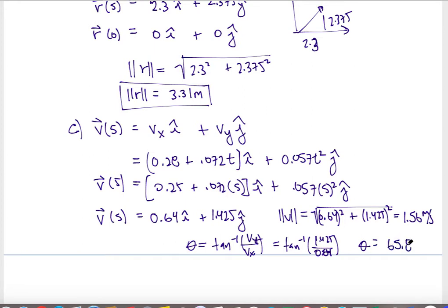And so my angle works out to be 65.8 from the calculator. However, let's make sure that we're getting the correct answer because we do have tangent here. So if I sketch my velocity vector, I have a positive x component and a positive y component. So I should end up with something in approximately this direction. So yes, it does appear that I could have an angle of 65.8 degrees. So I will report that as my angle above the x-axis.